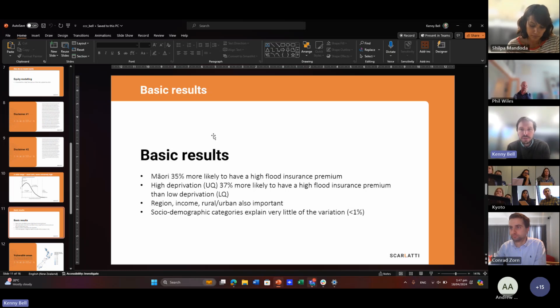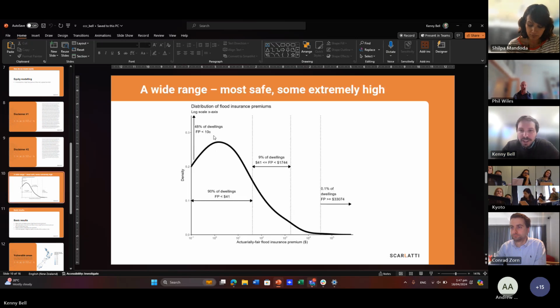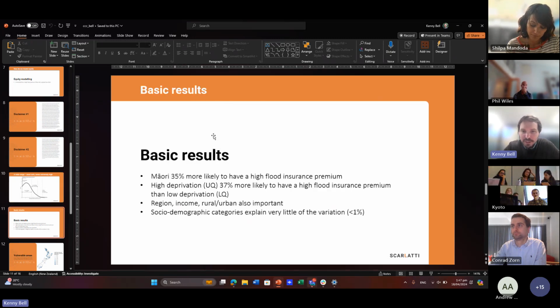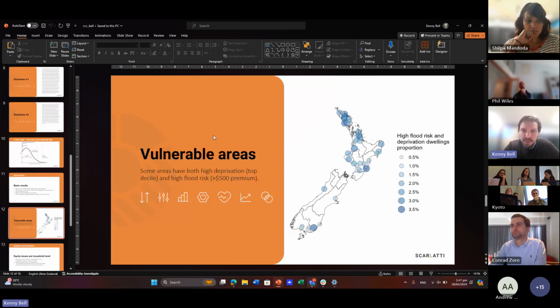Region, urban, rural, also important. But importantly, the variation is immense, and it's really down to dwelling variation. Socio-demographic variables actually explain very little of the variation, less than 1%. So just keep going.